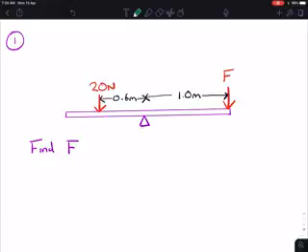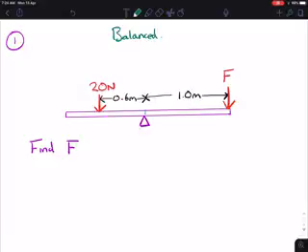You have a 20 Newton force on the left-hand side, 0.6 meters away from the pivot, and 1 meter away, you have another force. In every single one of these examples, the beam is balanced. Okay, so you've got to find F.